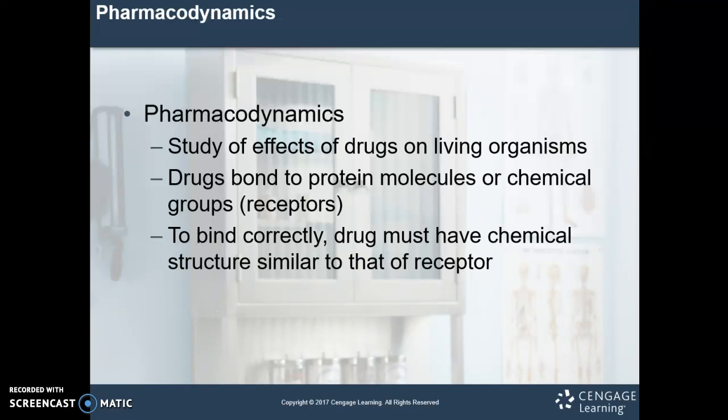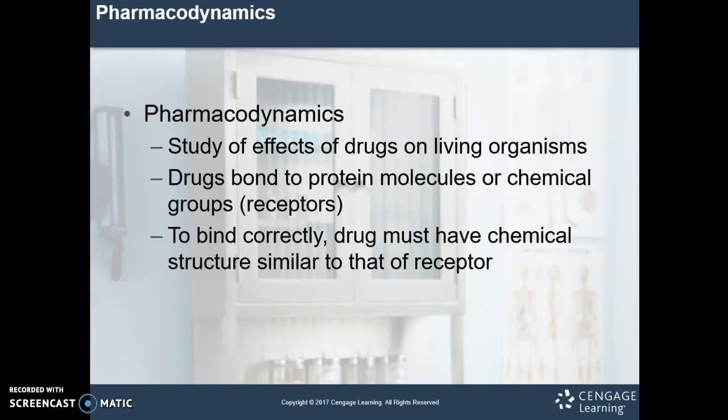So drugs can act on receptors, and they bind to different protein molecules or chemical groups, and those are the receptors. And when they bind to those receptors, they cause a change. It could be a change in the permeability of a cell. It could be a channel that opens and allows potassium to come into a cell. Or it could be something that causes a messenger on the other side of the receptor to go tell something in the cell to turn on or turn off.